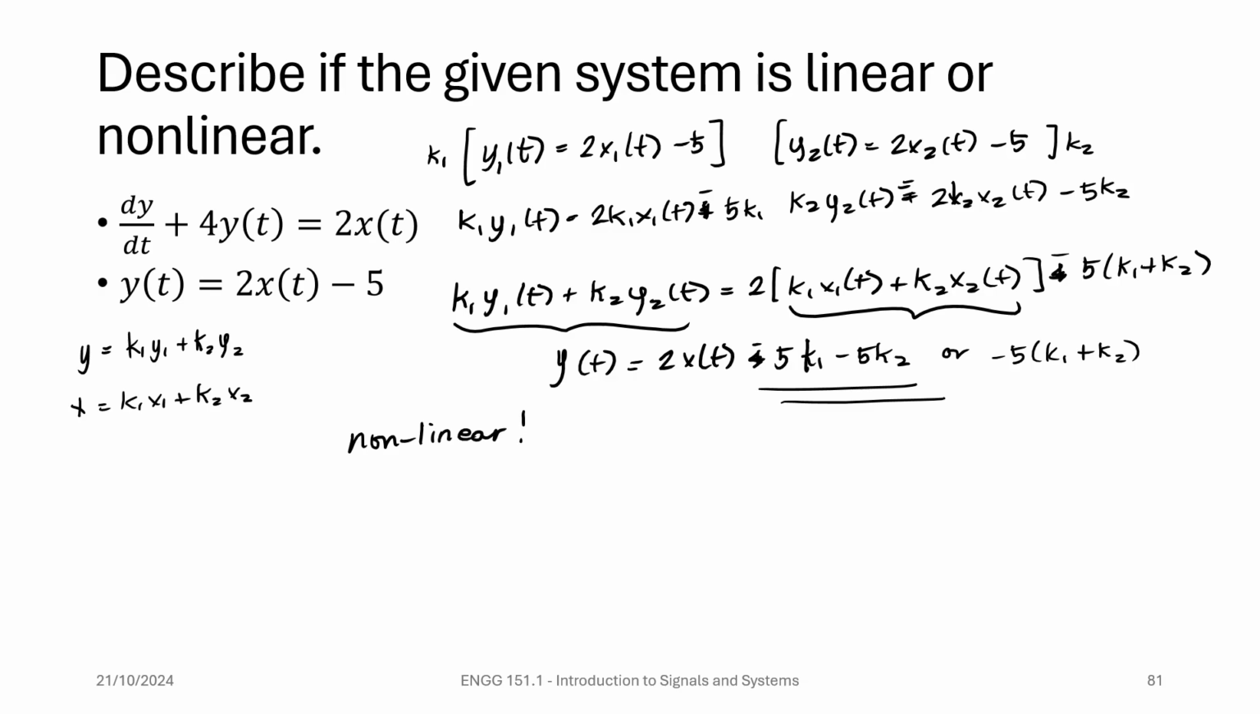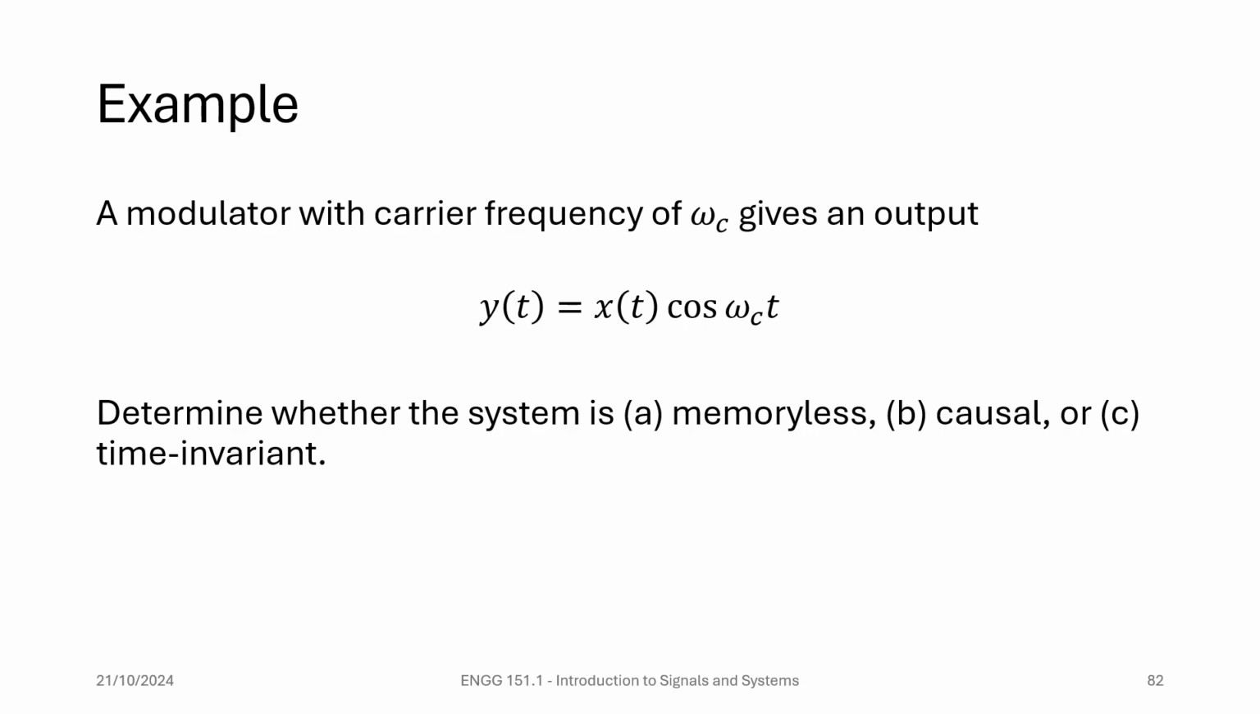Okay, so this is non-linear. I hope it's clear how we solve the linearity of a system. Now, let's go to this next example. A modulator with carrier frequency of omega c gives an output y of t equal to x of t cosine omega c t. First, determine whether the system is memoryless, causal, or time invariant.